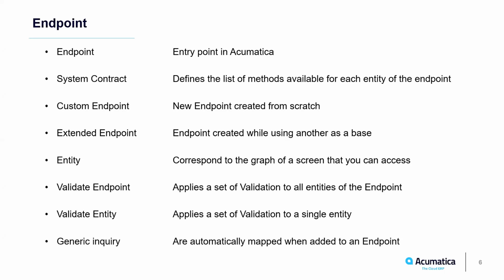I'll be able to show you a bit later what it should look like, but once you've selected the generic inquiry to be added to the endpoint, it will have a main entity and a sub-entity. In the main entity, you will find the parameters that this generic inquiry might have, if it has any. If it doesn't, this top level will be empty. And in the detail subpart, you will find all the fields that would be present in the result grid of the generic inquiry.